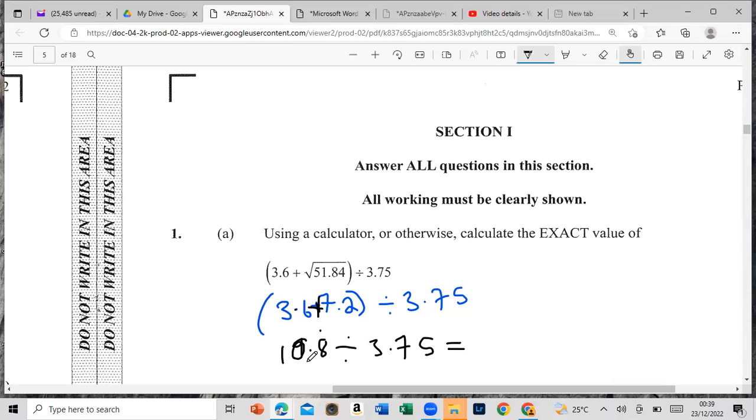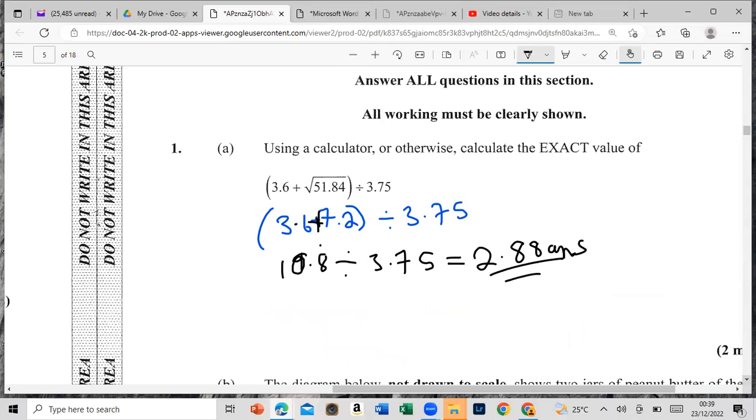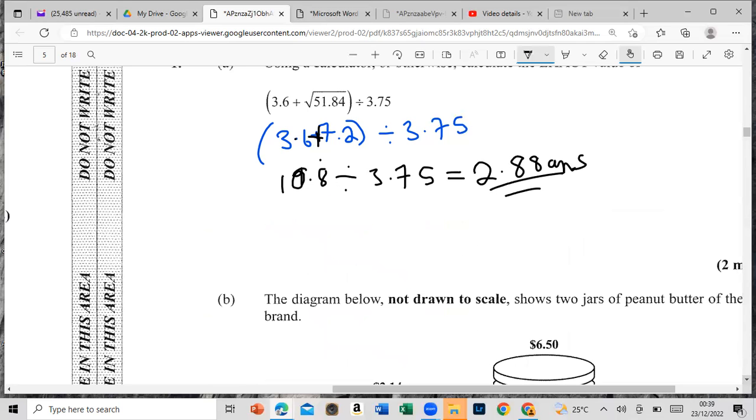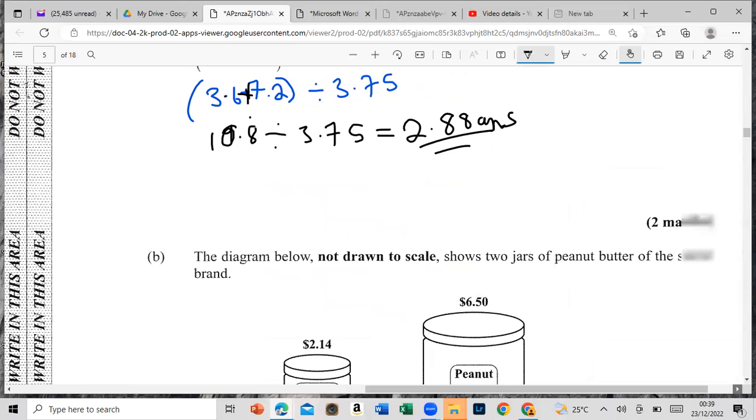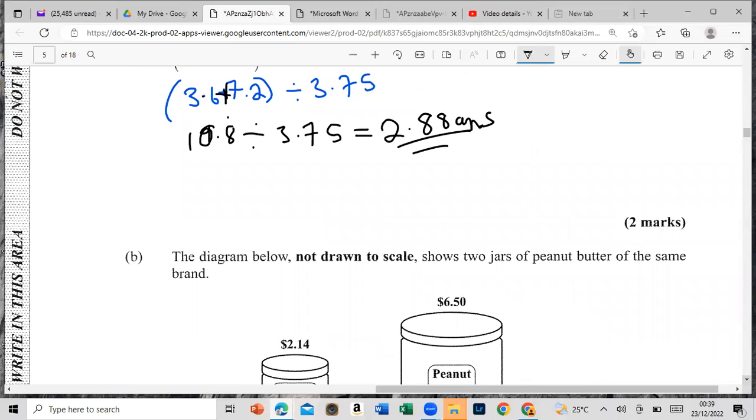divided by 3.75, which works out to 2.88. So that will be our answer, 2.88. All right, let's go down to part B. That was worth 2 marks.